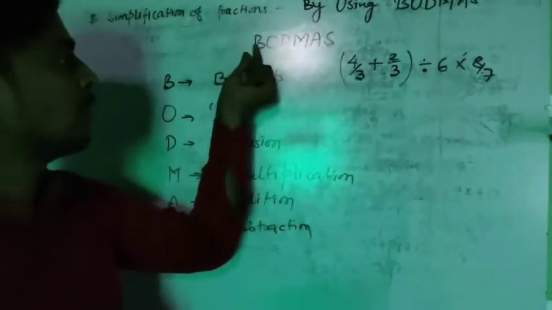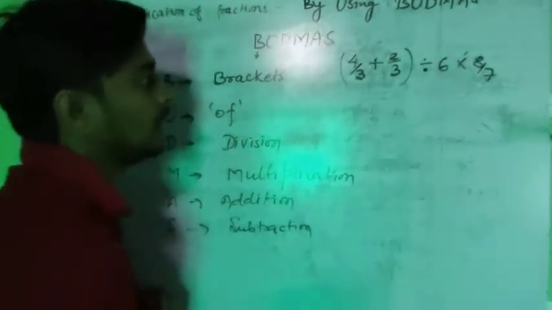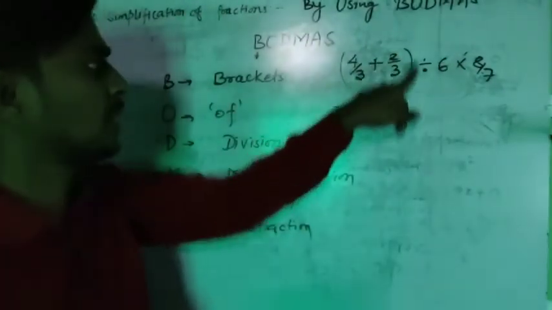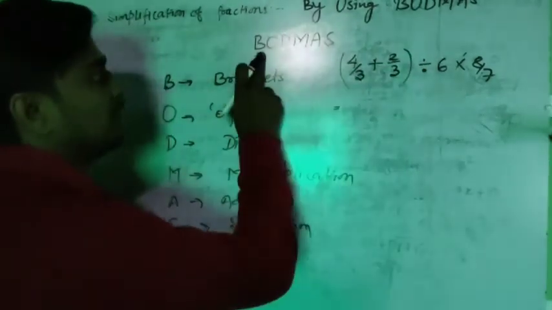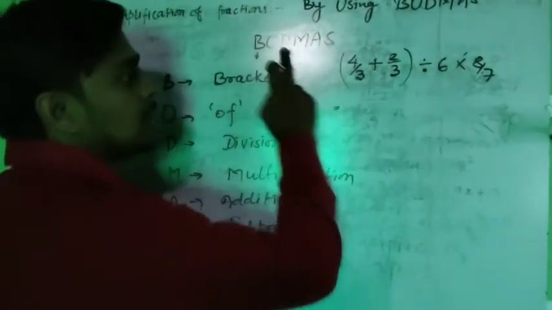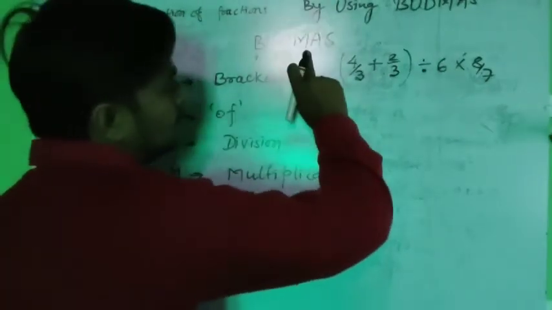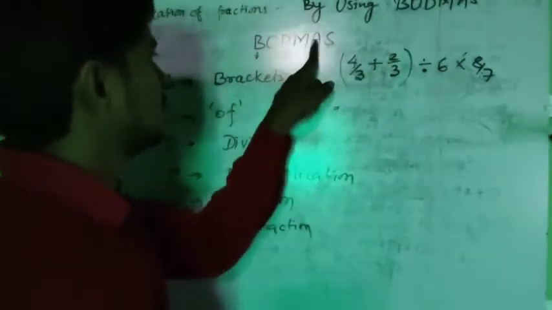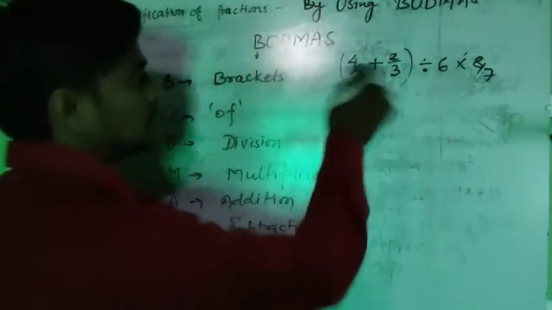First thing you will focus on: is there any bracket? Yes, here is a small bracket. This is known as parenthesis, you can say bracket. So this small bracket will be solved first. After that, is there any of? No, there is no of. After that, division. So after solving this bracket, we will do the division and multiplication, then addition and subtraction. So this is addition, but you cannot say this will be in the last, this is inside the bracket. So we will solve this bracket first.